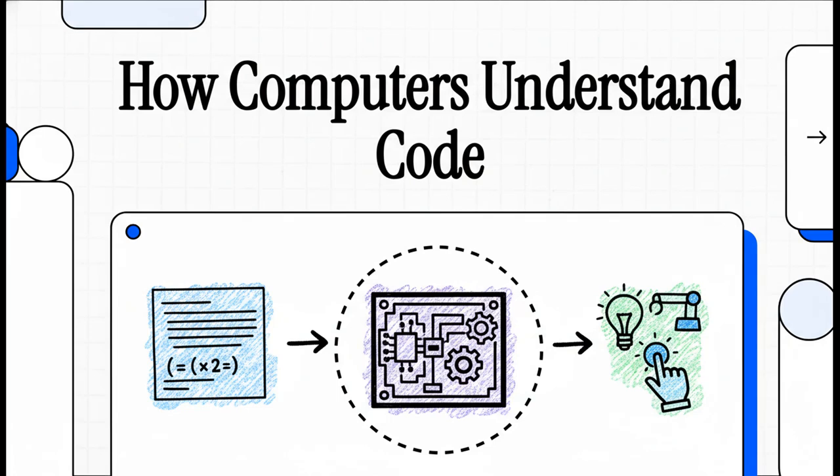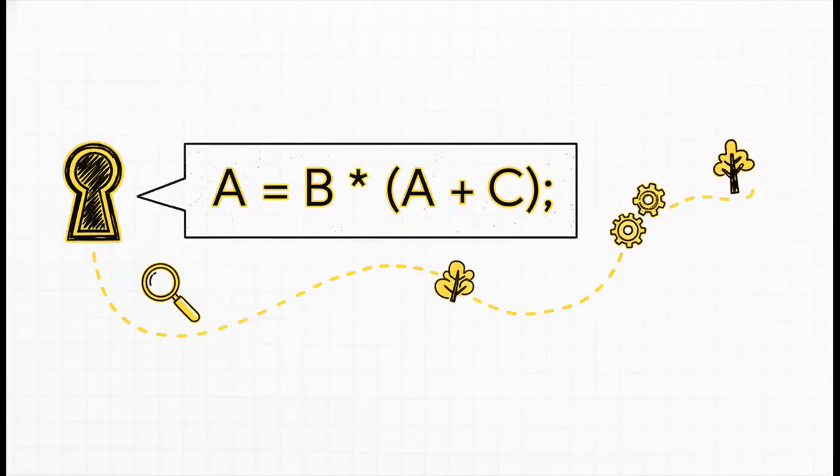You ever just stare at a line of code and wonder, how does a computer actually turn that into something real? How does it go from what looks like a math equation to a functioning app? Well, it's not magic. So let's peel back the layers and see exactly how a computer learns to think in code. We're going to use this single line of code as our guide.